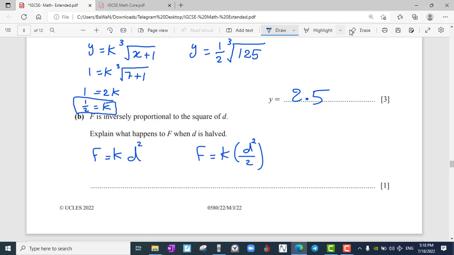So it's D over 2 squared. F is proportional to D. If D is halved, F is proportional to D over 2. Now, if we give this power to both, we will have F equal k over d squared over 4.